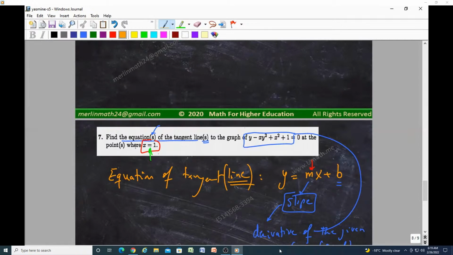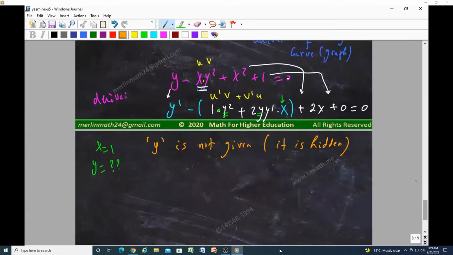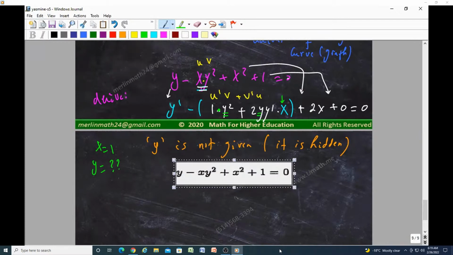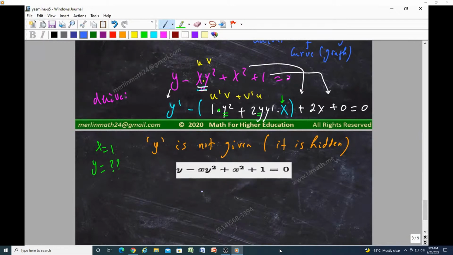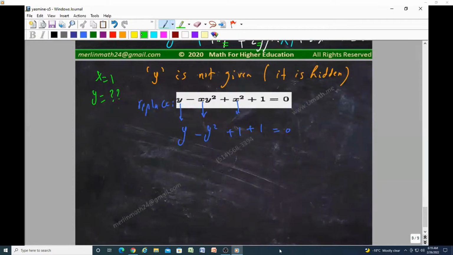Okay, so let's do it then. I want to copy the equation to the front in order to continue. This question demands many steps, so be careful. It is hidden, but we replace. x is 1, so this becomes y squared. Okay, so solve it and find y.